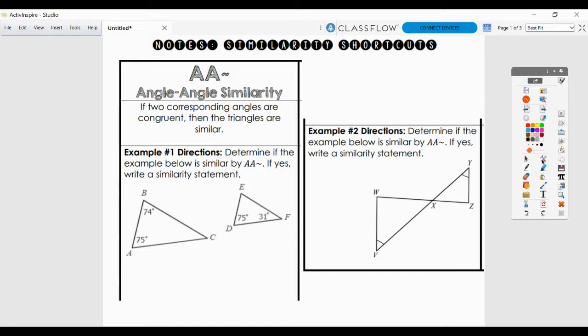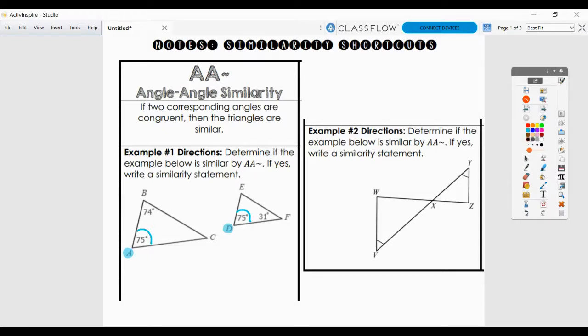For example, on the directions say we want to determine if the example below is similar by angle-angle similarity. If it is, we will have to write a similarity statement. Let's go ahead and take a look at our angles. Well, right away we have angle A, which is 75 degrees, and so is angle D. So that's one angle pair that I know are congruent. Now we want to go ahead and have another pair congruent as well.